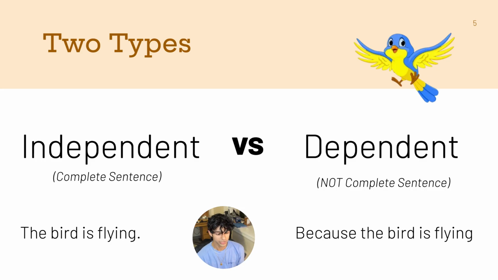So let's get into sentences. There are two types of sentences that you basically have to know: independent and dependent clauses. Independent means a complete sentence: the bird is flying. Dependent means not a complete sentence: because the bird is flying. You can't just say "because the bird is flying" without any other context. But if you combine the two, "the bird is flying because the bird is flying," that becomes an independent sentence. So an independent can be made up of an independent and a dependent.